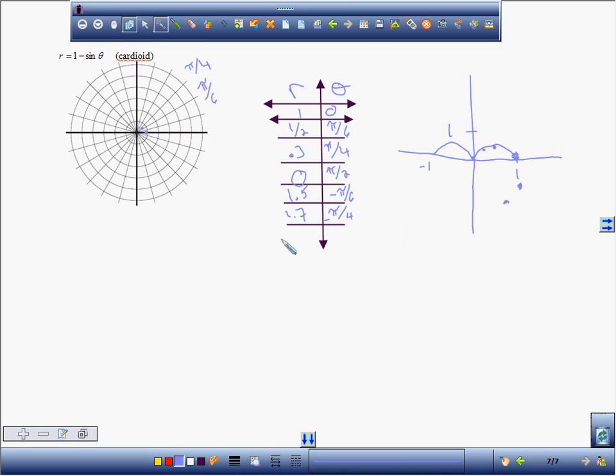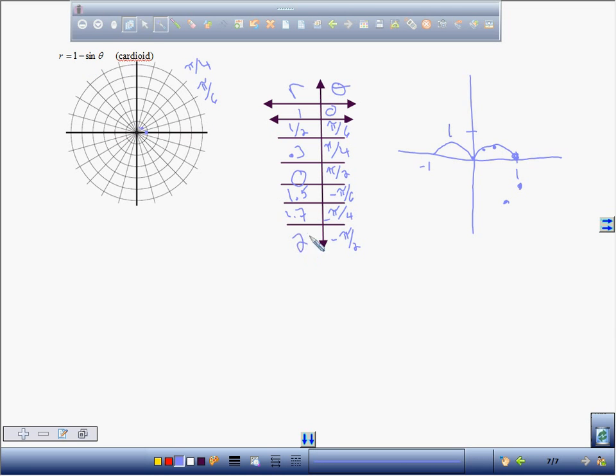And then finally, let's jump to negative pi over 2. What's the sine of negative pi over 2? Negative 1. So you get 1 minus negative 1, which makes 2. So that means go out 2 and rotate through pi over 2.